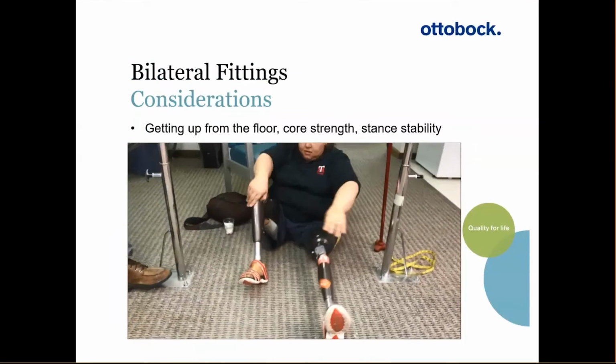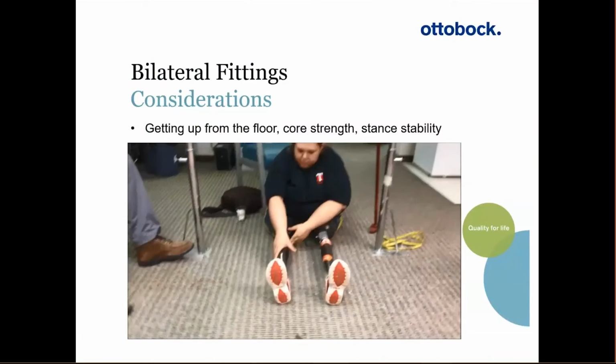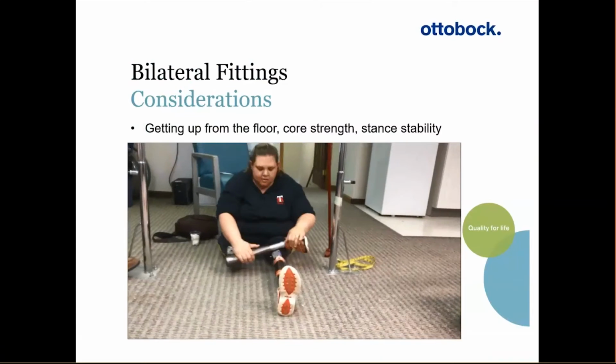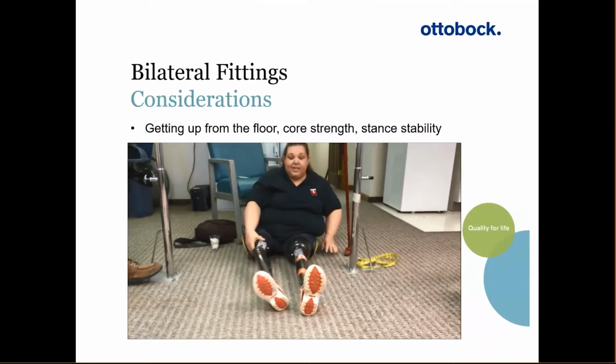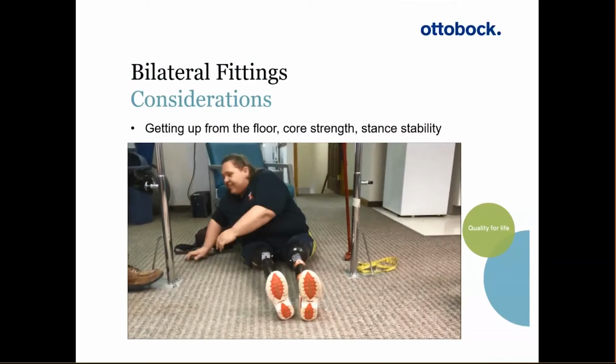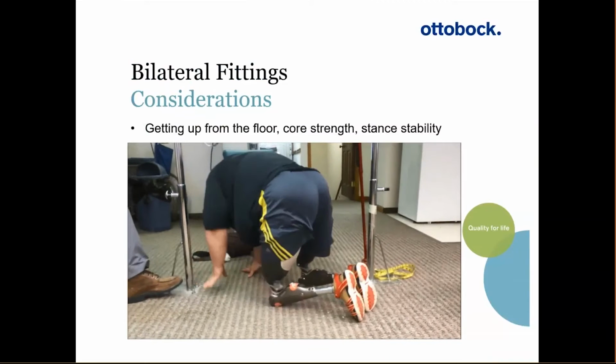Getting off the floor is also something. A lot of bilateral above knee amputees will don their prostheses on the floor. They find that this is just easier. As you see here, she's using a rotator so she can cross over. Again, a nice option, not necessarily mandatory, but it can help a lot.